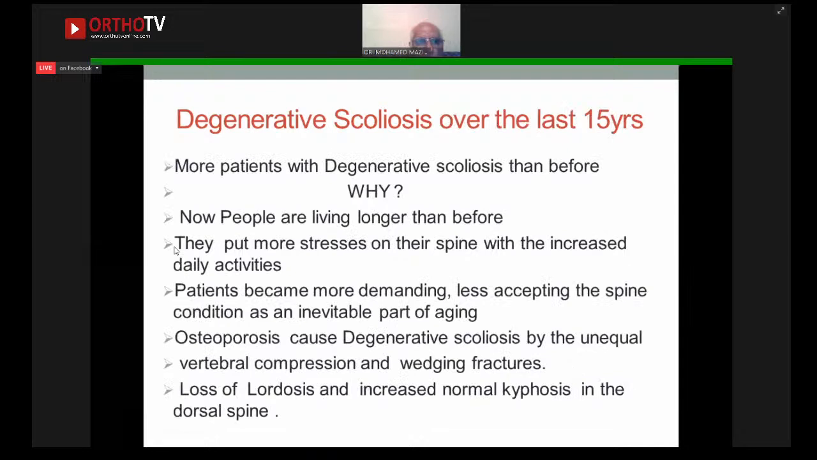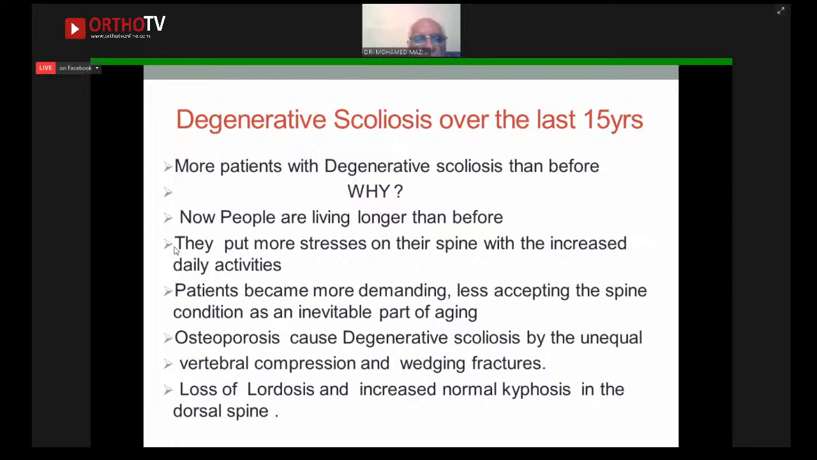There are more patients with degenerative scoliosis than before. Why do we have this group of patients? Because we are now at a higher standard of medical care, our life expectancy is getting better, and the care of the patient all over the country has become better than 50 years before. Now people are living longer than before. They put more stress on their spine with increased daily activities.